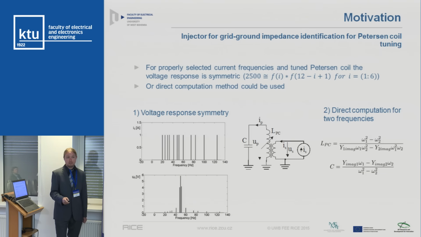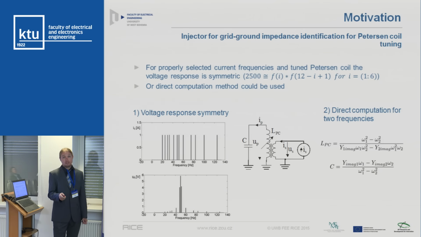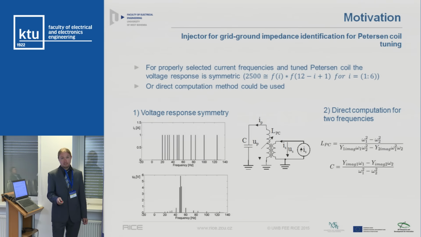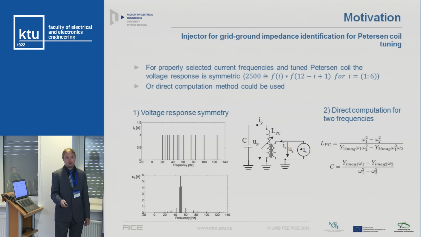So this is one possible solution for how to tune the Petersen coil, by moving the core of the Petersen coil. Or we can use the direct computation method. From two admittances computed from voltage and current, we can compute directly the Petersen coil inductance, grid-to-ground capacity, or for example, grid-to-ground resistance.